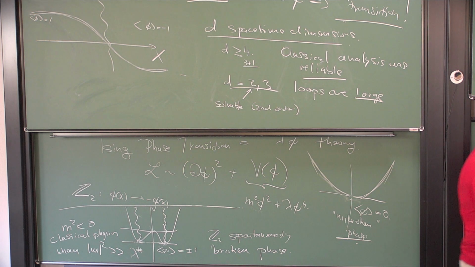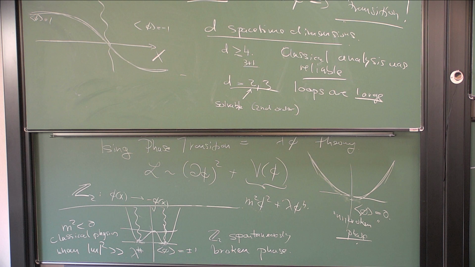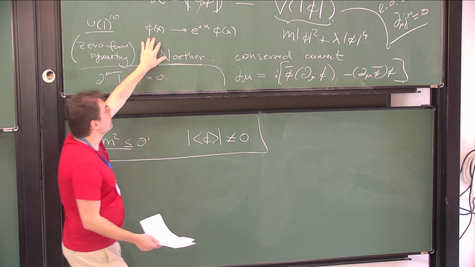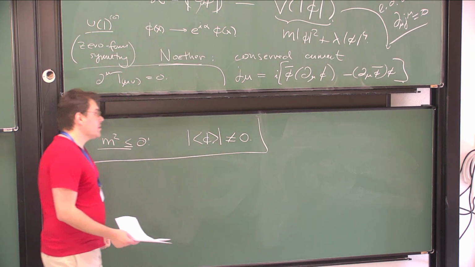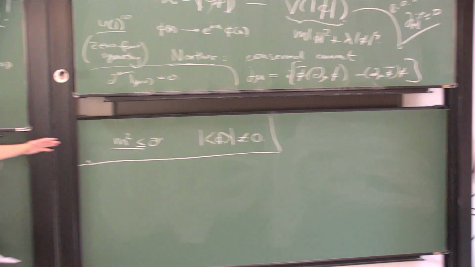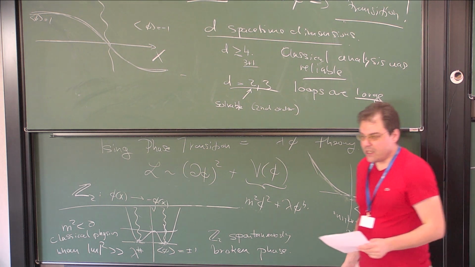Okay, so let me remind you briefly where we left off. We're discussing the O2 model, which is a model of a complex scalar field that has a zero-form or standard conventional phase rotation symmetry that acts on it like this. And I was discussing the two phases. In the phase where the field gets a non-zero expectation value, this U1 phase rotation symmetry is spontaneously broken.